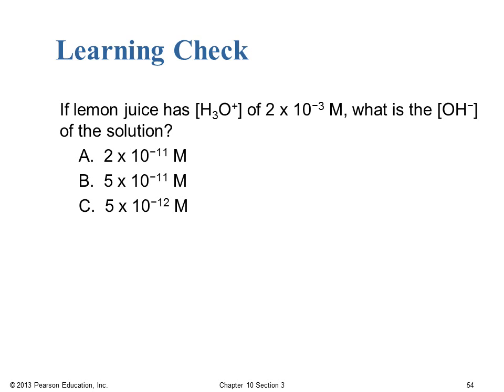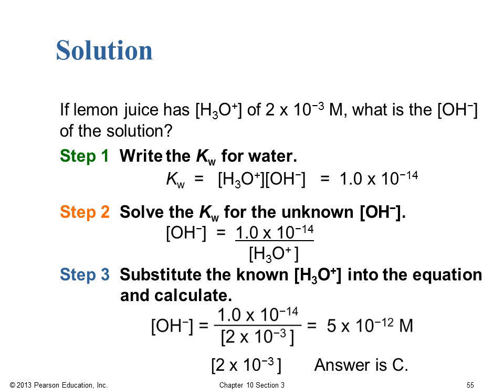So here, if we have an example of lemon juice, and lemon juice has a concentration of H3O+ of 2 times 10 to the minus 3 molar, what is the OH- concentration? Here again, in order to go from H3O+ to OH-, we have to use Kw. So we first write out the expression for Kw. Kw is equal to H3O+ concentration times OH- concentration. That's always equal to 1 times 10 to the minus 14.